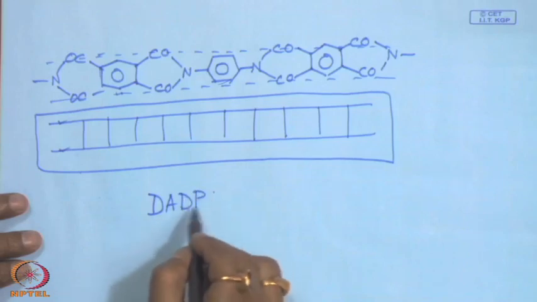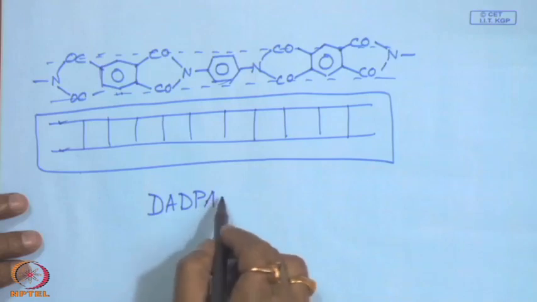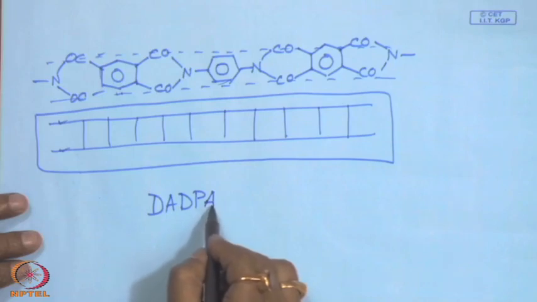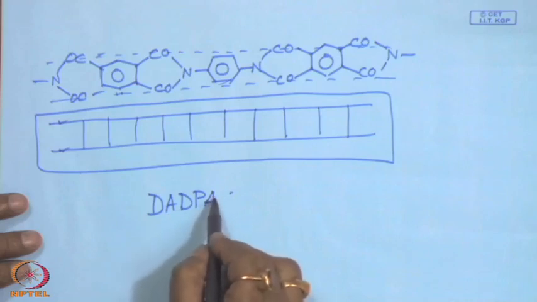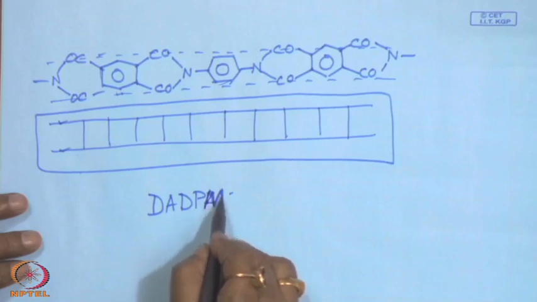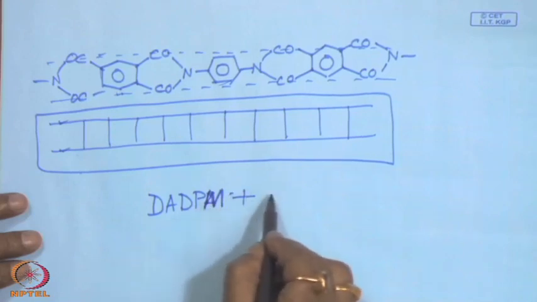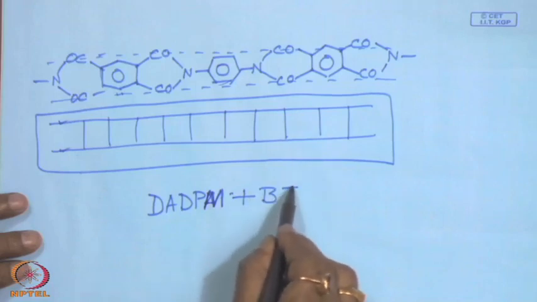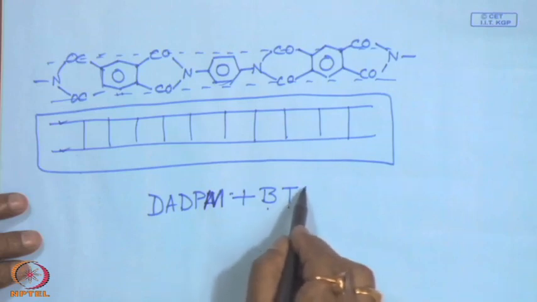Say diamino diphenyl amine, DADPA or DADPM, which one is convenient, you can say diamino diphenyl, it will be DADPM, diamino diphenyl methane, DADPM plus BTDA. BTDA is benzophenone tetracarboxylic dianhydride.